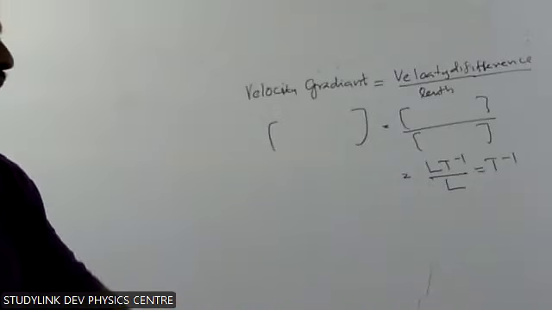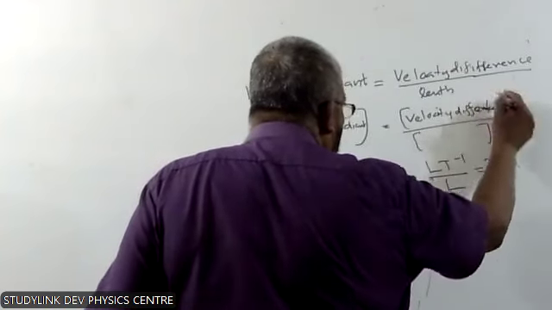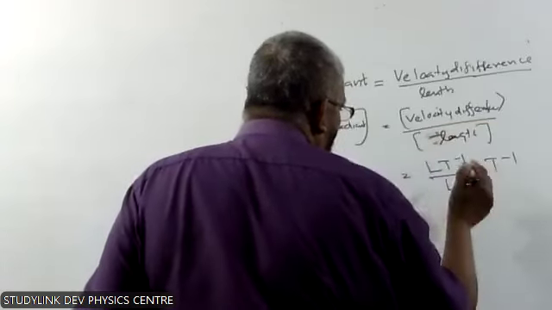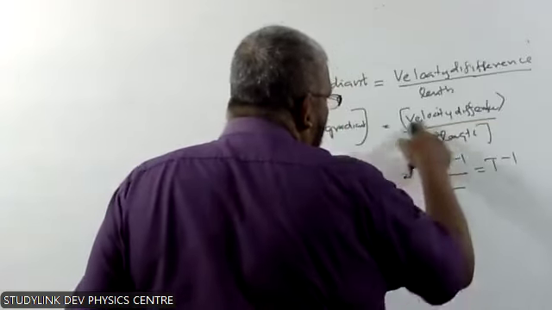Then write like this. Velocity gradient dimension. Dimension of velocity difference, sometimes we write diff only, divided by length. So dimensions of length is L, velocity difference is LT minus 1, L cancels out, T minus 1. Right? Like that I'll give you.